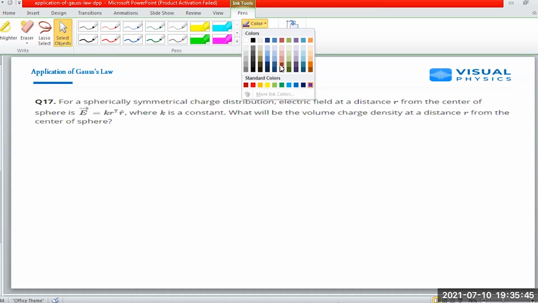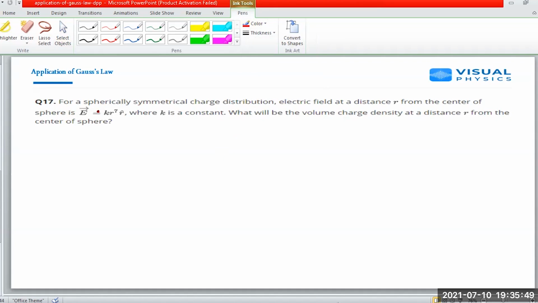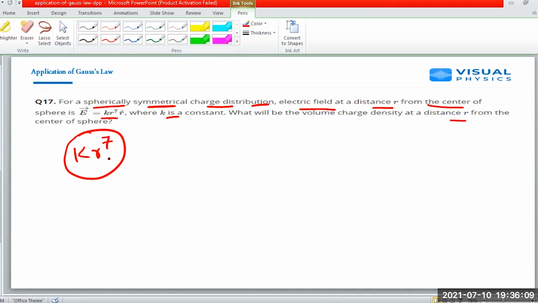Now, question 17 is a little bit of an interesting question. A spherically symmetrical charge distribution has an electric field at distance r from the center of the sphere given as k r to the power 7, where k is a constant. What will be the volume charge density at a distance r from the center of the sphere? So here the electric field is varying as r to the power 7.